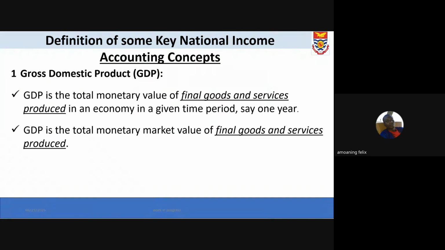And to avoid double counting, we look at the value addition, or we focus on final goods and services that are being produced in the country in a particular period of time. I hope that is clear.